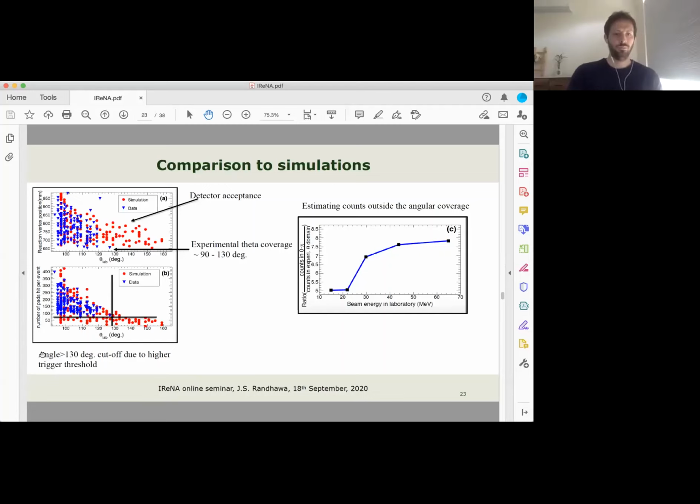So what I was saying was that our trigger was a multiplicity trigger: only if a certain number of pads are hit for a given track or for a given event, then record that event. And that trigger was set a little bit higher. That's why we saw this acceptance only up to 130 degrees in the lab frame.